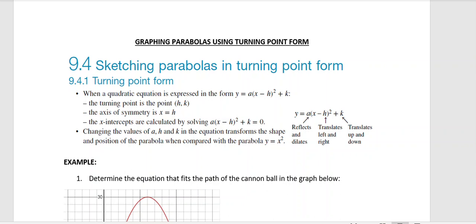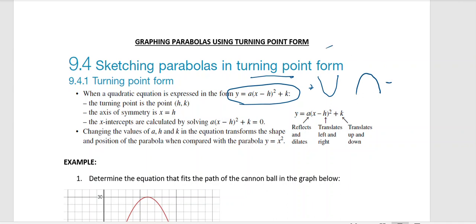So in this video we're going to work out the equation of a parabola using the turning point form. This is our general form for a parabola in turning point form, where a is the number out in front of the brackets, and it reflects and dilates. Basically, if it's positive, it'll be a smiley face like that. If it's negative, it will be a frowny face, upside down.